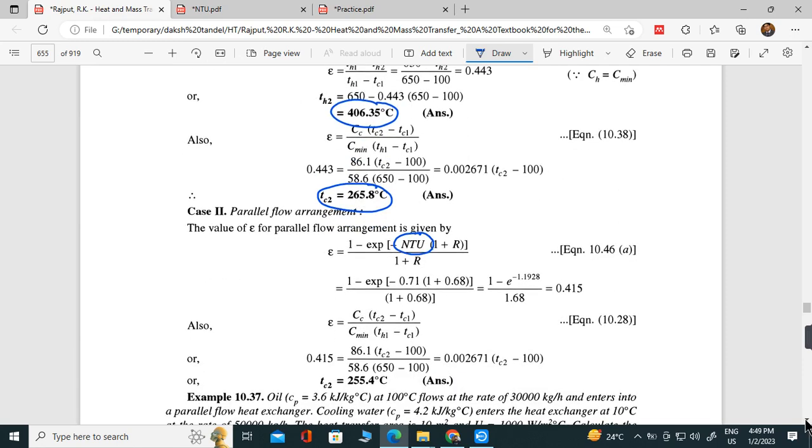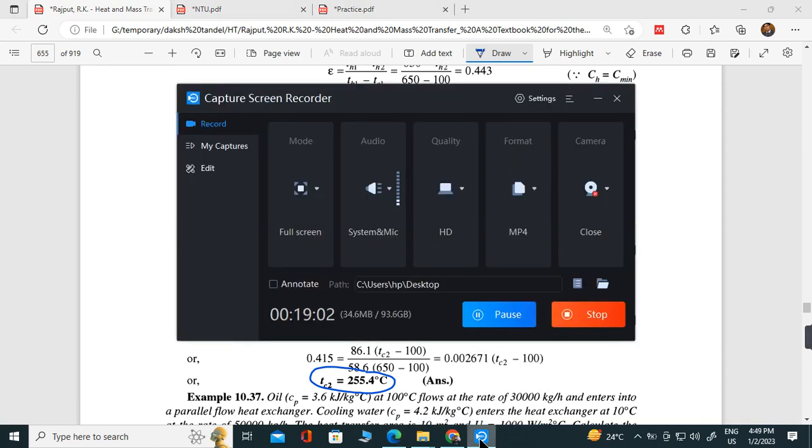Initially we found out NTU, from NTU we found out effectiveness, from effectiveness we are finding temperatures. So I hope you understood this. So I think this one example would be enough to explain which are the methods to solve numericals of NTU. So here I am stopping you.